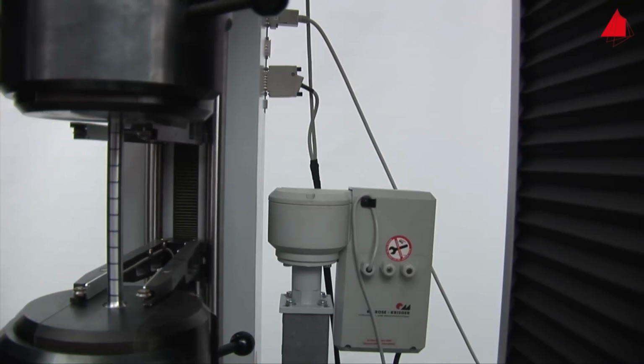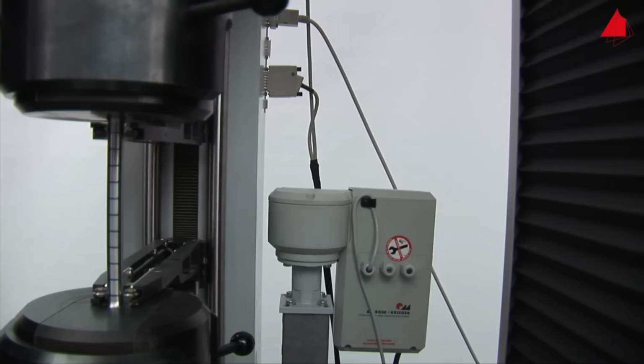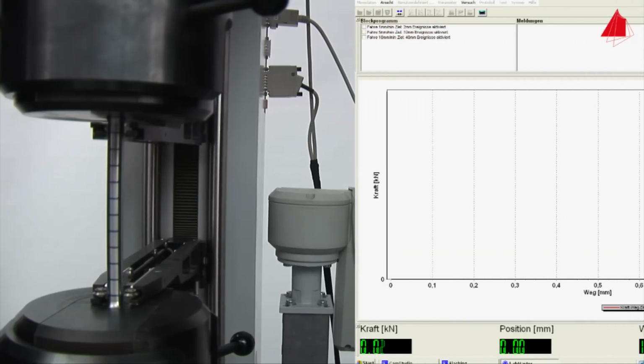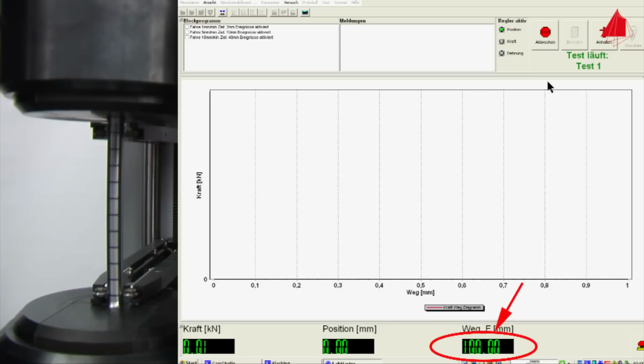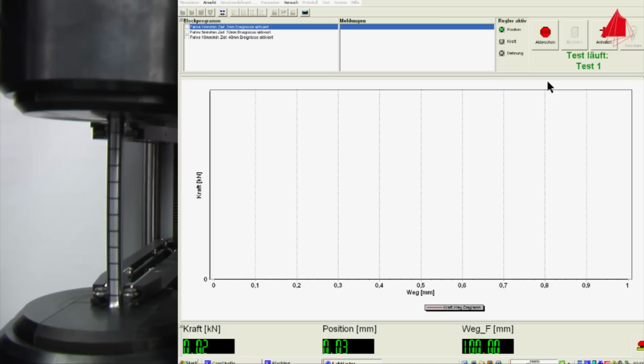This way, the gauge length can be measured throughout the whole tensile test. The gauge length is displayed at the bottom right-hand corner of the screen. At the beginning, it amounts to 100 mm. During the tensile test, the test piece is slowly and constantly elongated with a standardized speed.